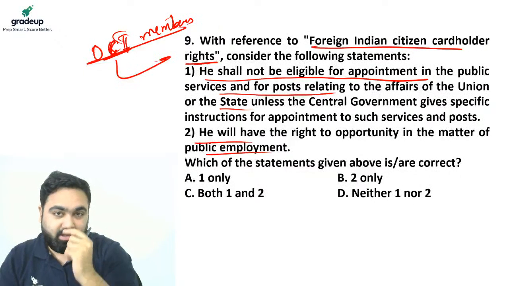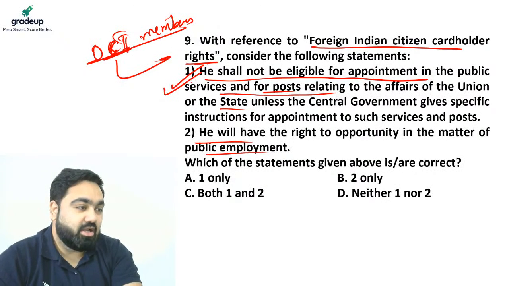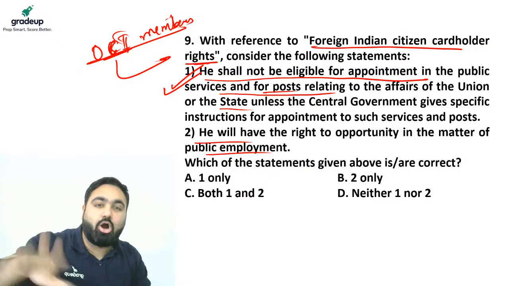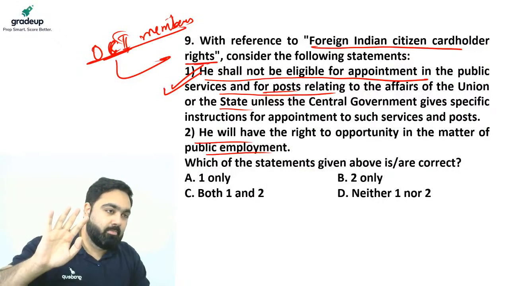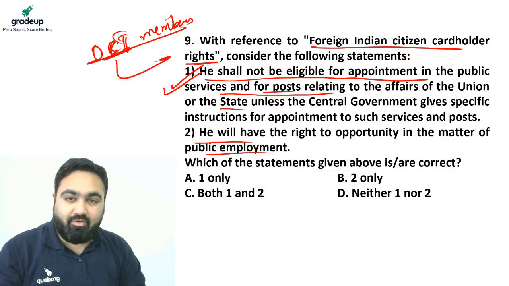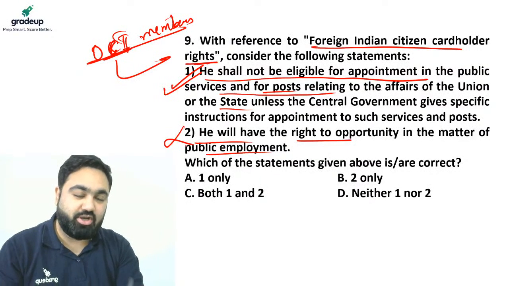Let's look at the answer. Number 1, he shall not be eligible for employment in the government service, etc. This is correct. Overseas Citizen of India is not eligible for employment unless the government changes the rule. But they are not eligible for government jobs. Now, because they are not eligible for government jobs, obviously they will not have equal right to opportunity.